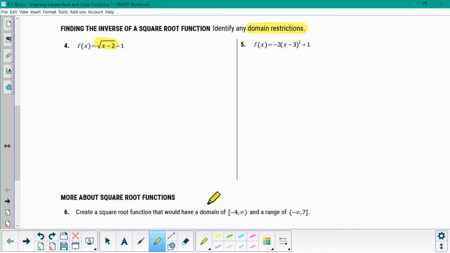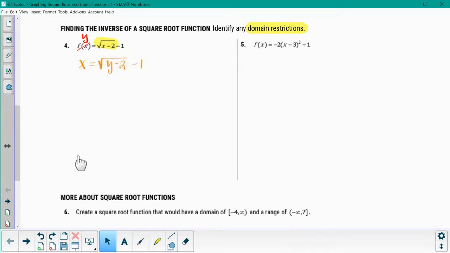So don't forget that. First thing you're going to want to do is rewrite it so that it's in terms of x and y. You're going to want to switch your x and y values, and you're going to want to solve for y.